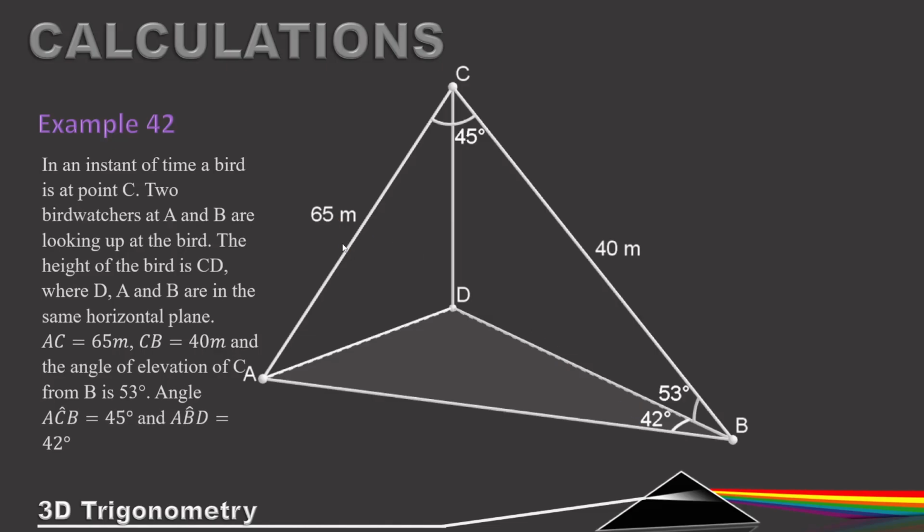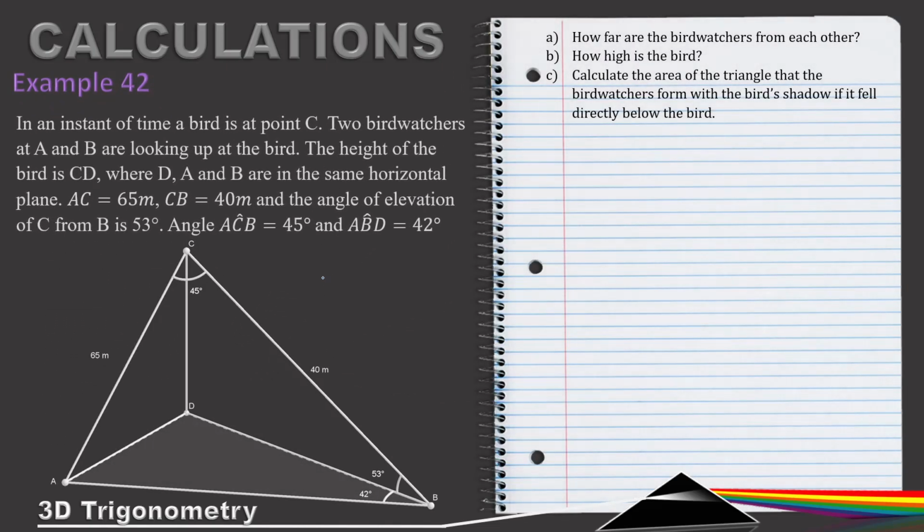All right, now let's see what we need to do. For A, they ask how far the bird watchers are from each other. We know that the bird watchers are at A and at B, so they're just asking what the distance between A and B is. When we look at where the information is and what triangles we can use, AB lies in two triangles. It's either in the horizontal plane on the ground, or it's in the slanted triangle. So let's see where there is enough information that we might be able to apply.